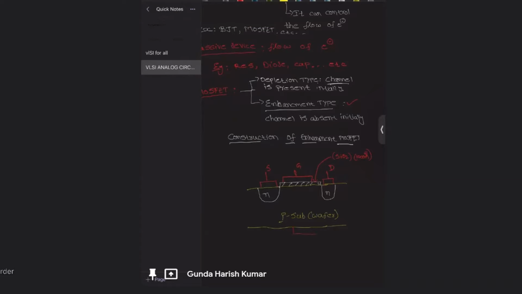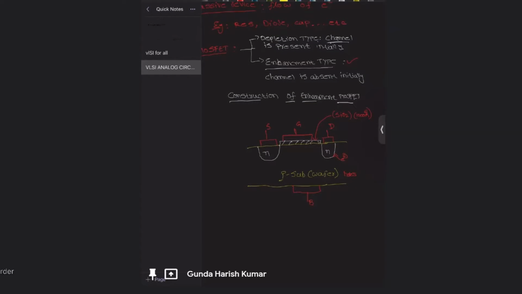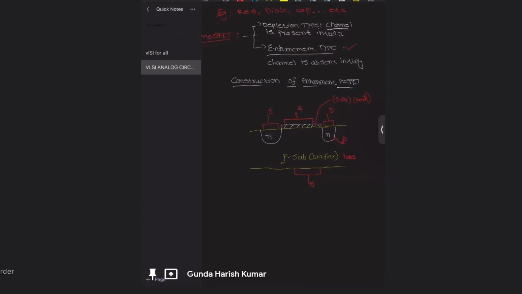And there is one more contact for the body also. The substrate is called the body. So this is the construction of enhancement type MOSFET. It has source and drain doped with N type, and the substrate is P sub. Here holes are the majority carriers; in the N regions electrons are the majority carriers. It has 4 contacts: source, gate, drain, and the body. How this enhancement type MOSFET works, how the channel is formed, I will tell you. Coming to working.